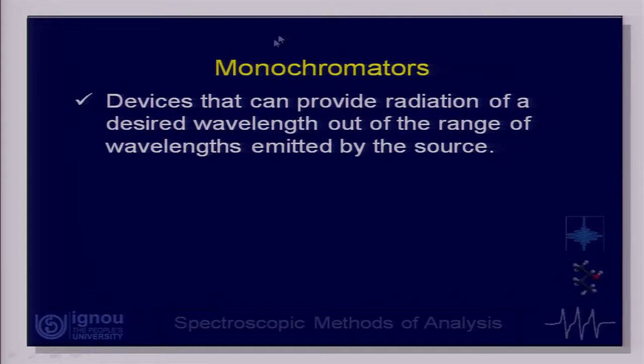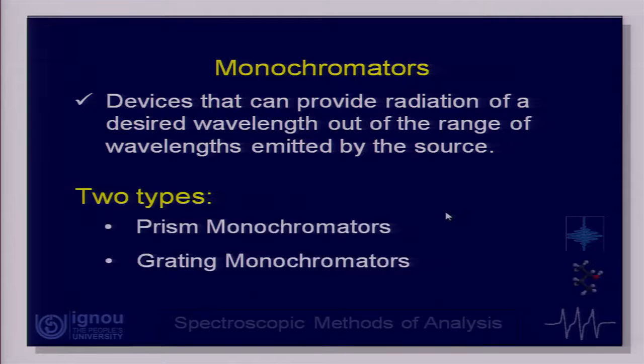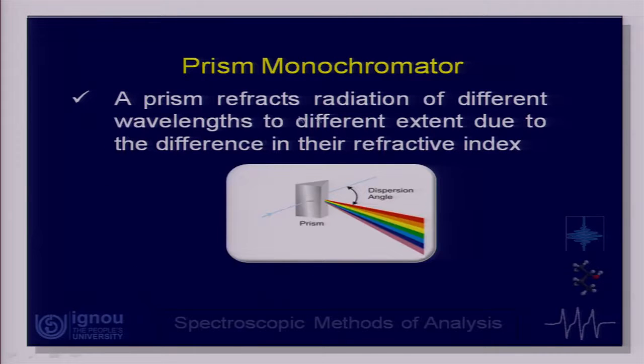A monochromator basically is a device that provides radiation of a desired wavelength, a particular wavelength. Monochromator means a single wavelength out of a range of wavelengths which is emitted by the source. There are 2 types available. One is called a prism monochromator, and the second happens to be a grating monochromator. As the name suggests, the first type uses a prism, in the second case we use a grating. Let us learn about this. We know that a prism refracts radiation of different wavelengths to different extents due to the difference in their refractive index.